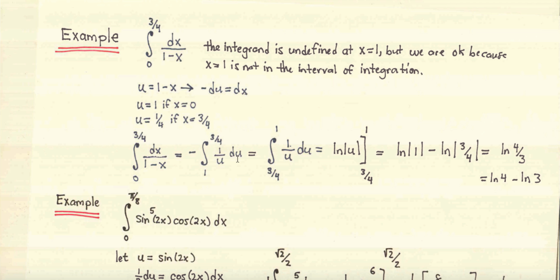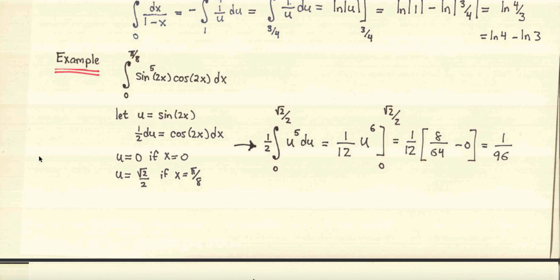But we swap the limits of integration because 1 is larger, and that gets rid of the negative. So the integral from 1/4 to 1 of 1 over u du is the natural log of the absolute value of u from 1/4 to 1, and that's equal to natural log 1 minus natural log 1/4. Using the properties of logarithms, that's how I get natural log 4, which is natural log 4 minus natural log 1.